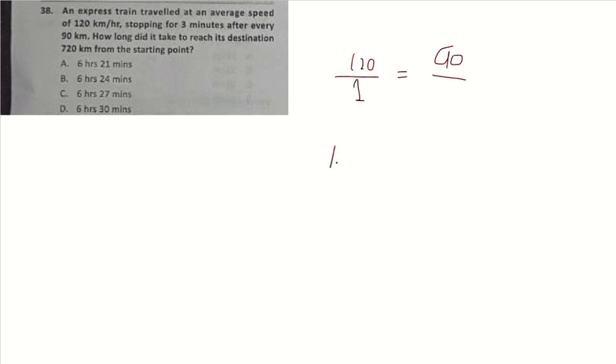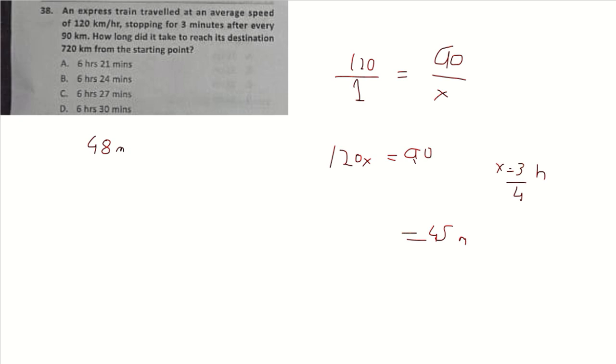In 1 hour it does 120 kilometers, so 90 kilometers upon the amount of time it takes, let's say x. 120x is equal to 90. X is equal to 90 by 120, which is 3 by 4 of an hour, which is equal to 45 minutes. Now, it stops for 3 minutes after every 90 kilometers. So for each 90 kilometers, it takes a total of 48 minutes before it starts its next 90 kilometers.